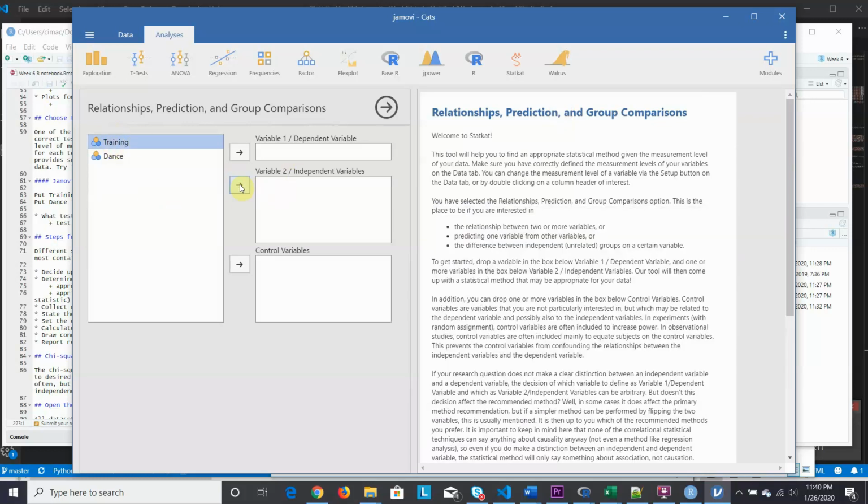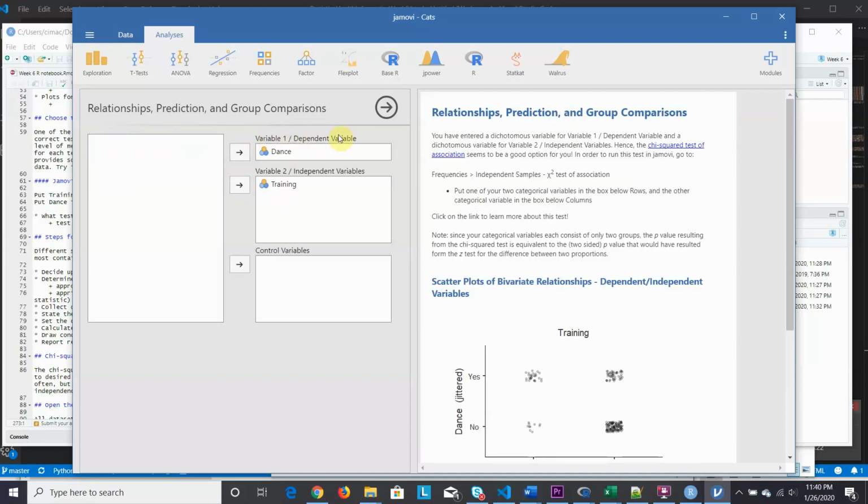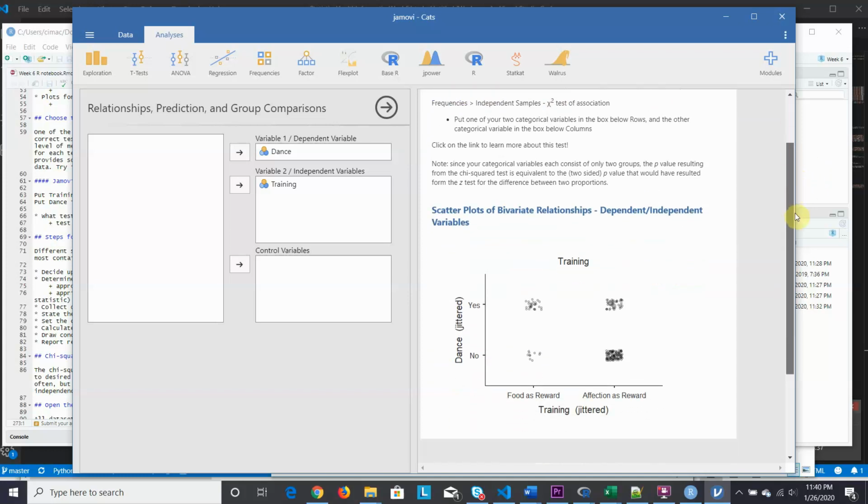training we're going to use as our independent variable. I'm going to put that into the variable 2 independent variable box. Dance we're going to use as our dependent variable. We're going to put that in our variable 1 dependent variable box. And you can see StatCat gives us a recommendation of a chi-square test of association. So that is good because that's what we're going to do this week.